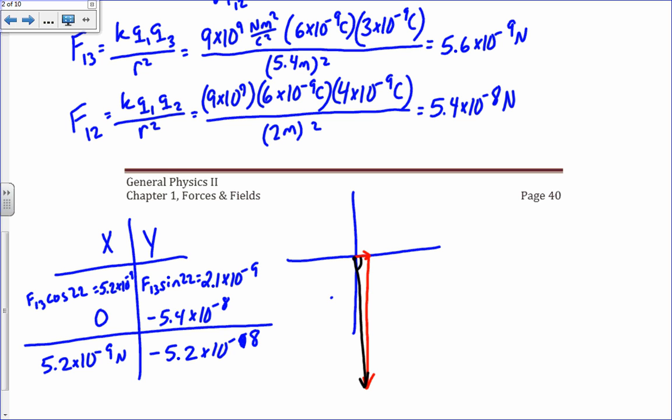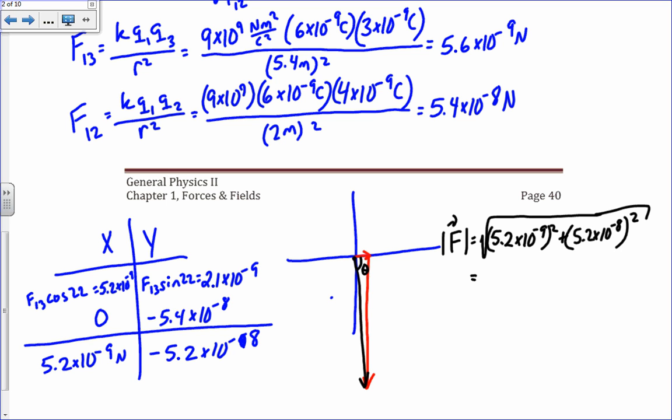So I want to know the magnitude and direction. I want to know that angle theta. I want to know the magnitude. Well, the magnitude of that force from the Pythagorean theorem is going to be 5.2 times 10 to the minus 9 squared plus 5.2 times 10 to the minus 8 squared. I left the negative off because it's squared. And since the y component is so much bigger than the x component by a factor of 10, my magnitude is dominated by that y component. So the magnitude is the same as the magnitude of the y component with rounding. So that's my magnitude.